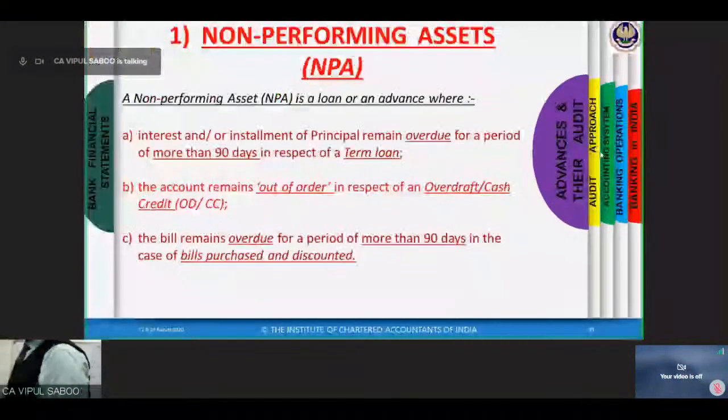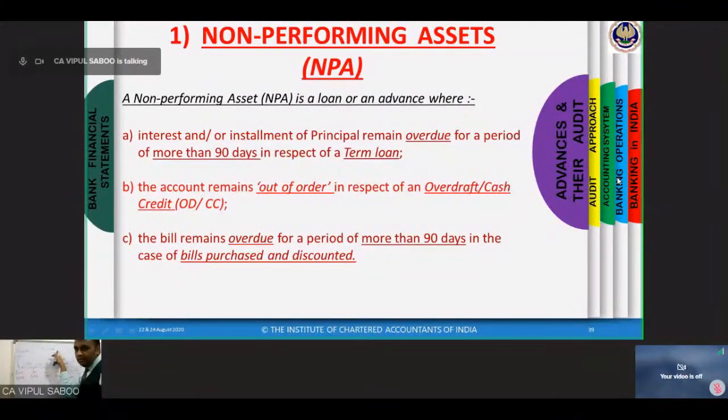Okay, so now what is a non-performing asset? We can understand it from here. NPA starts from here. Look at the definition on the screen.